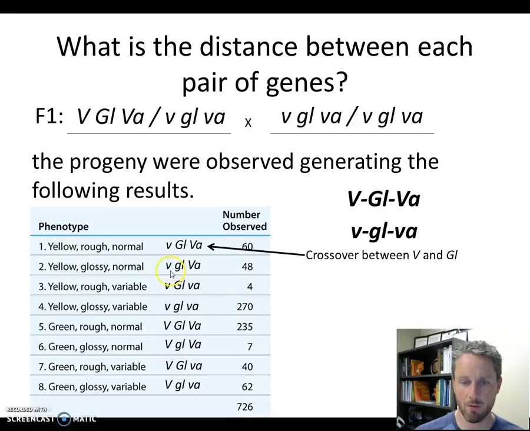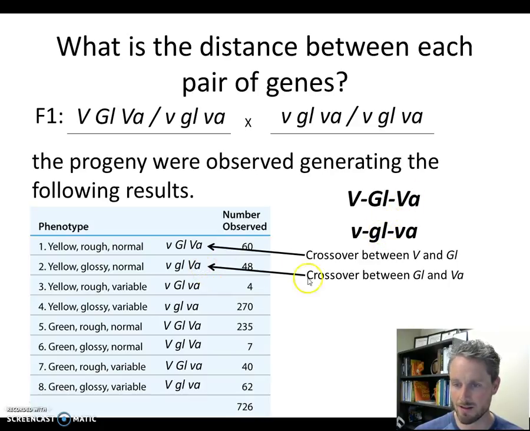So what about if I wanted to have the recessive V, recessive GL, dominant VA? Again, start with the recessive V, keep the recessive GL, but then at this point I have to cross over to the other chromosome and get the dominant VA. So I got a crossing over between GL and VA. So for this one, I say the crossover occurred between GL and VA.